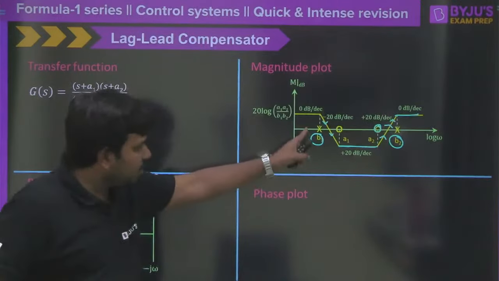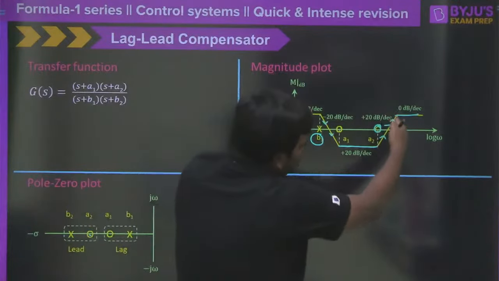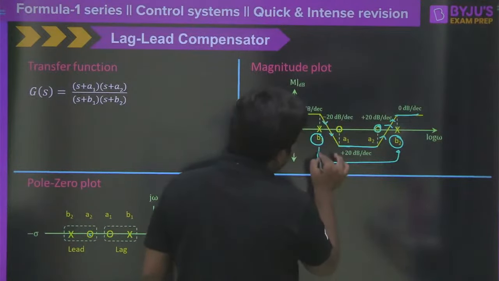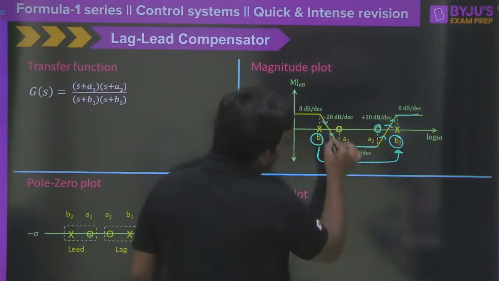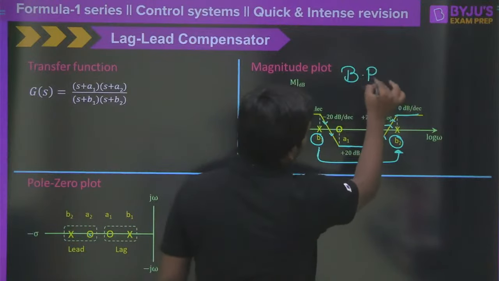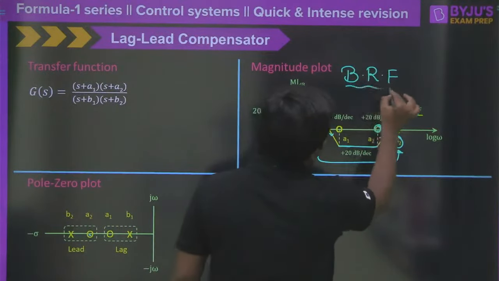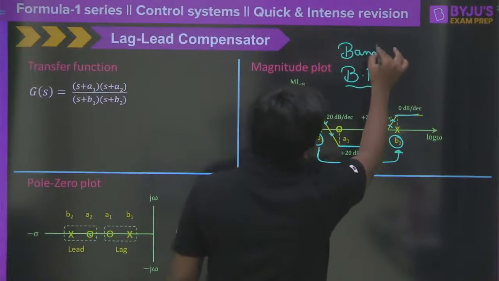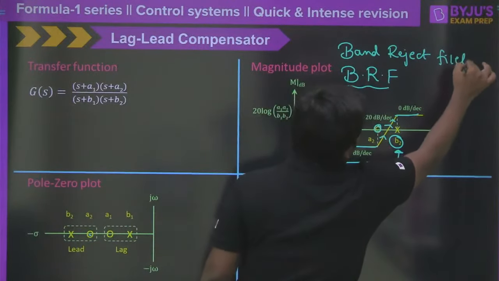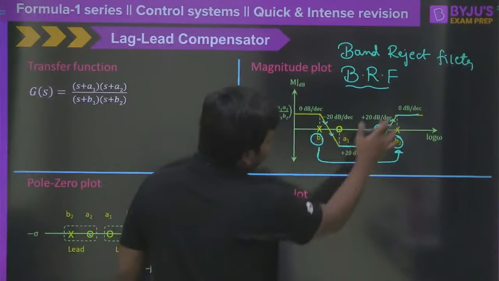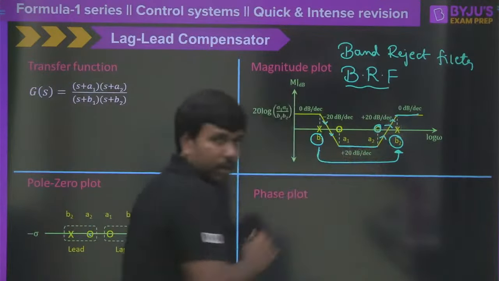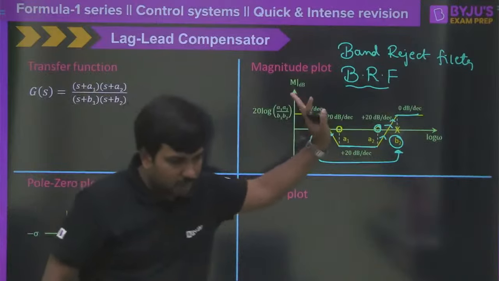Clear? But the interesting fact here is that during a particular frequency range, from B1 to B2, we are able to see a lot of decrease in the gain. Right? So therefore it is called a band reject filter. Clear? So BRF means band reject filter. It means some band of the frequency, from B1 to B2, where we are seeing very low gain or very low magnitude. That's why it is called a band reject filter.